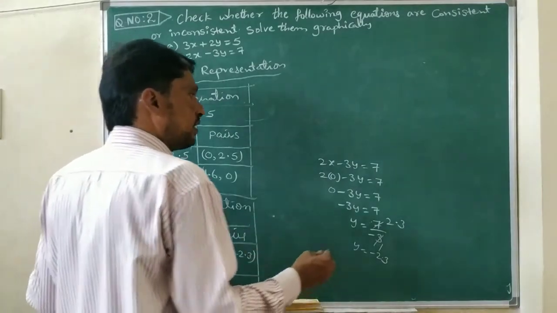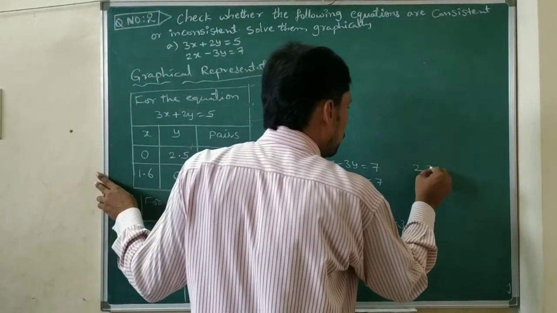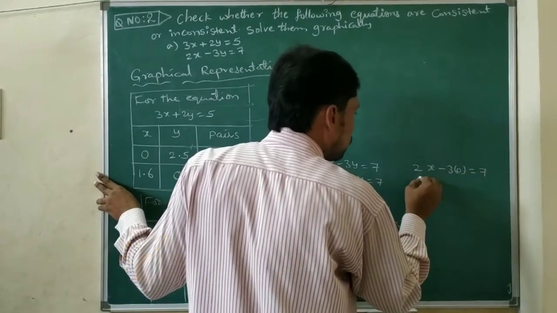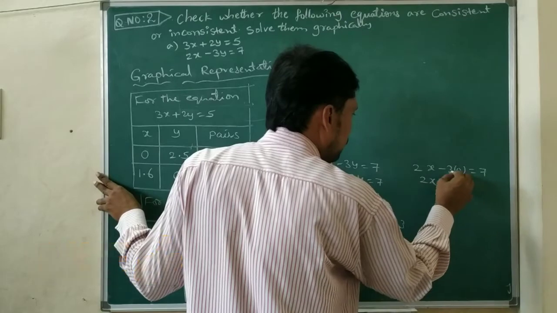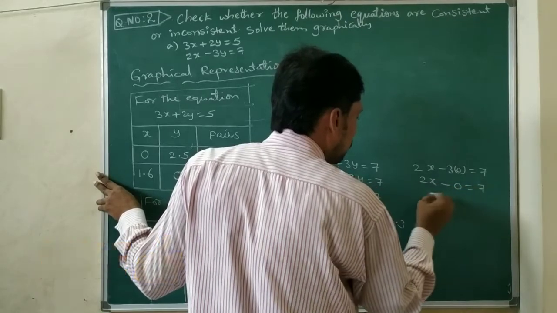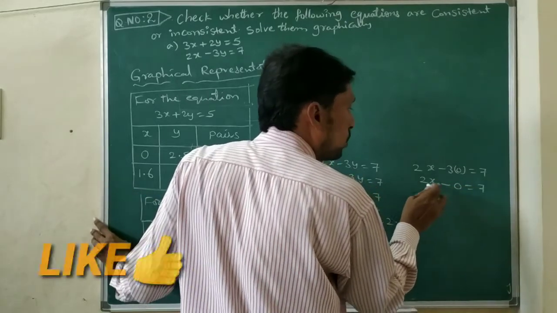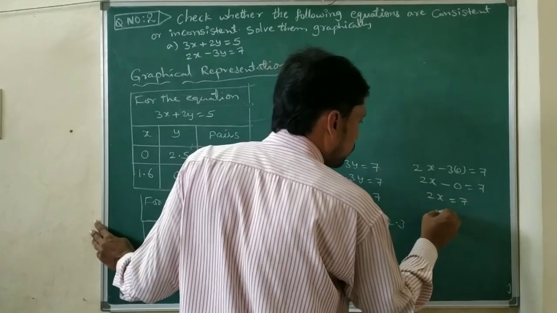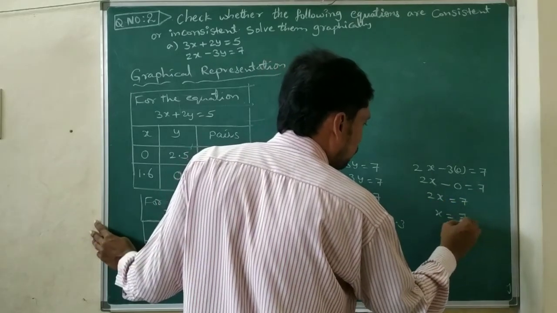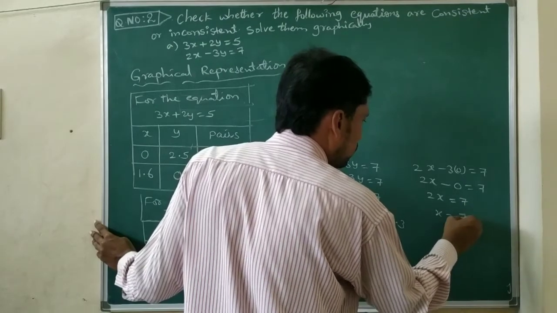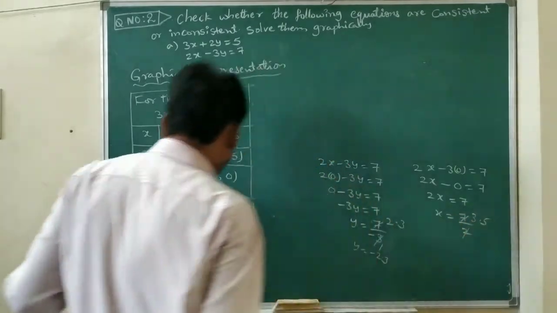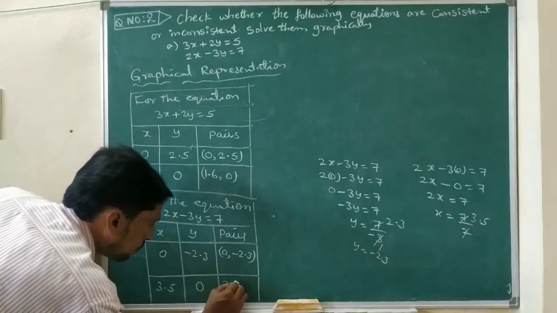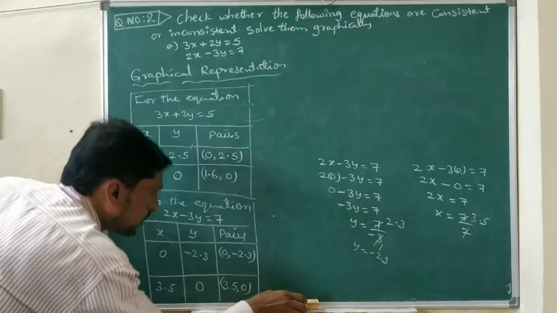So y value we are taking as 0, means 2 into x minus 3 into 0 equals 7. So 2x minus 3 into 0, 0 equals 7. So 2x minus 0, we are getting 2x equals 7. So x equal, this 2 we are transposing, means we are getting 7 by 2. 2 3s are 6, so we are getting here 3.5. The pair becomes 3.5 comma 0 we are getting.